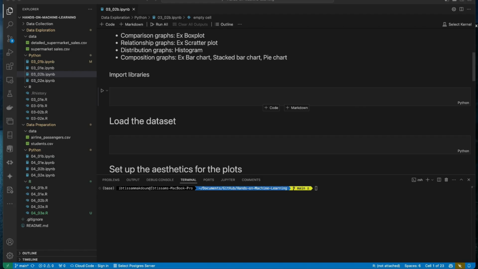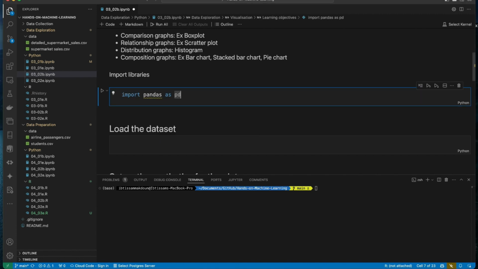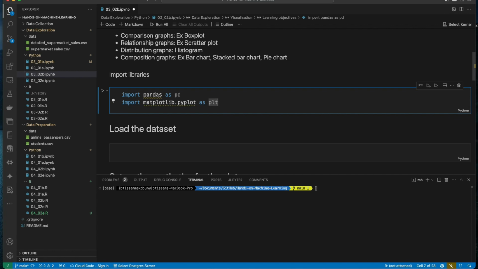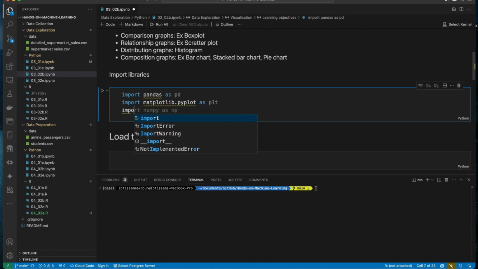Let's get started. First, let's import the necessary libraries. We will need pandas for data manipulation, Matplotlib for basic plotting, and Seaborn for advanced statistical visualizations. If you don't have these libraries installed, you can install them using pip.